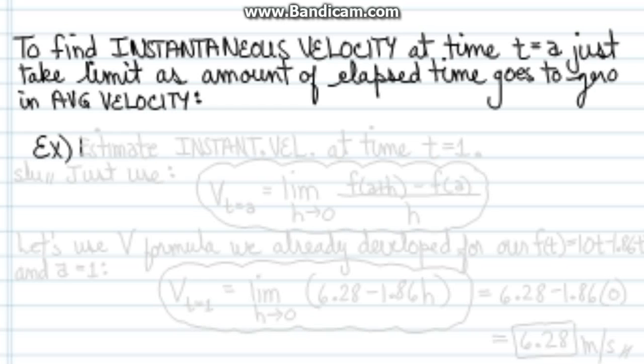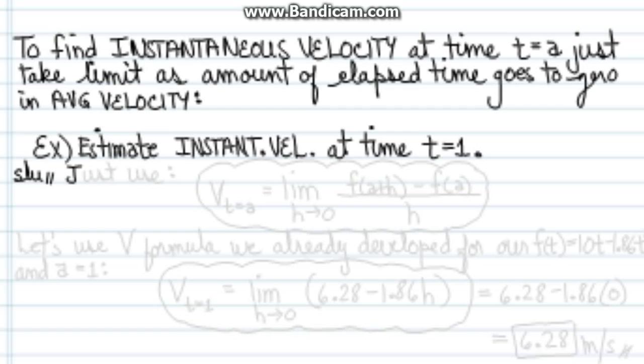Here's our example. Estimate the instant velocity at time t equals 1. We're using the same function that we used last time. So the solution to this problem is to just use the formula for the velocity that we developed, but let h go to 0. So now this velocity, we're going to kind of call it v at t equals a. In other words, it's the exact velocity instantaneously when t is equal to a.